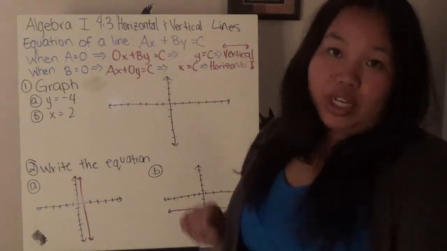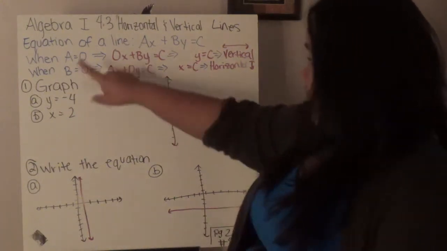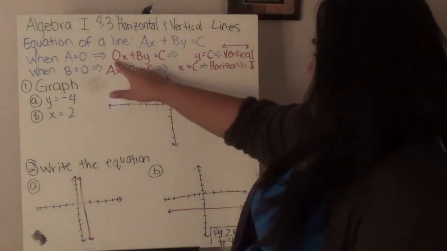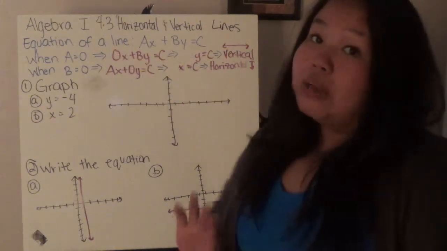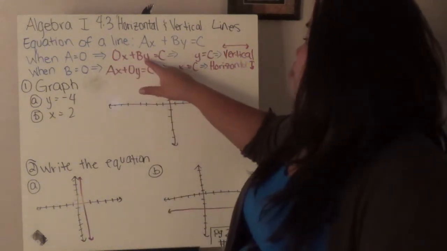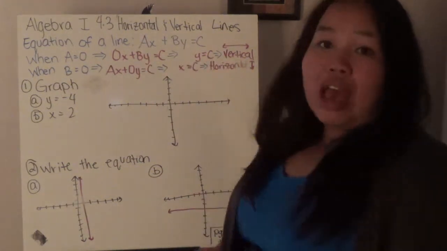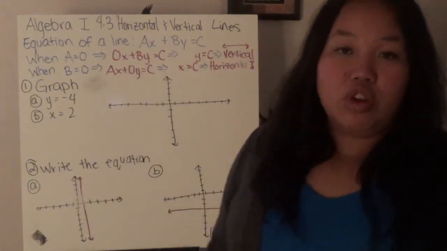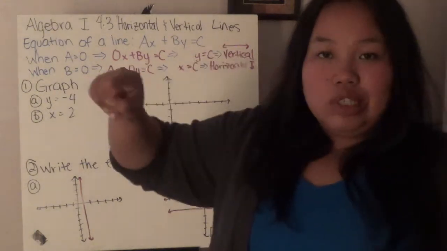Remember how this is the equation of a line? Well, if I were to have a as 0, so let's say that the number in front of x is 0, then that means 0 times anything is 0. So that means x is also 0. So I'm left with by, so y equals c. So anything I have a y equals a number right here, I'm going to have just a straight vertical. I'm going to find that number on y and then draw straight.